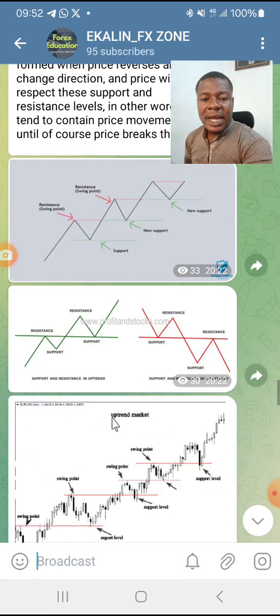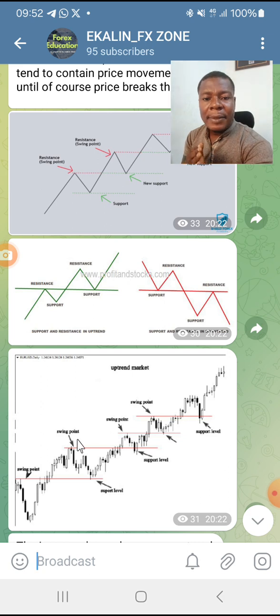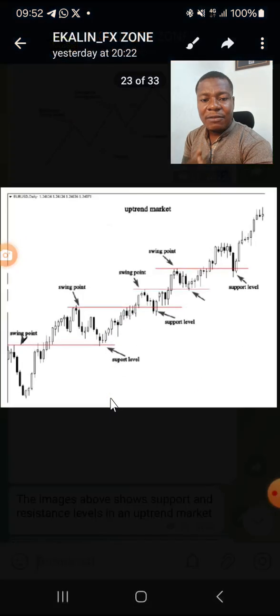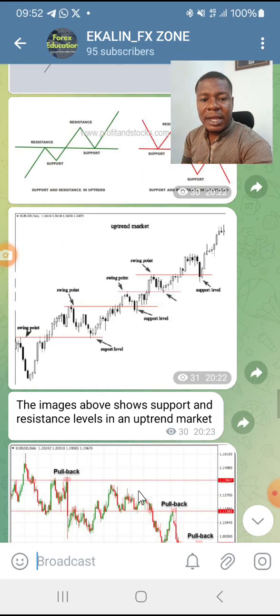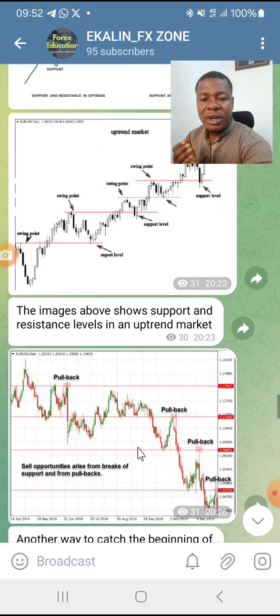Okay, so that is it for the support and resistance levels. Your swing high, you put your resistance. Your swing low, you put your support. You wait for price to break it, come back to the support, you buy, goes up, in that order. Okay, so that is how to trade in an uptrend and then a downtrend market.